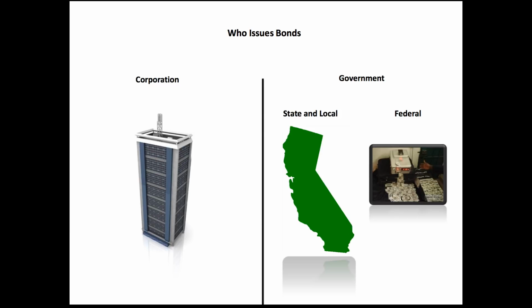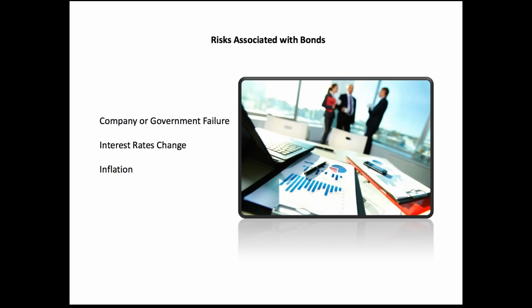But all you really need to know is, generally speaking, the federal government's bond is considered zero risk because they can just print more money in order to fulfill the coupon payments. So speaking about the risks associated with bonds, the thing you've got to really think about are these three things.